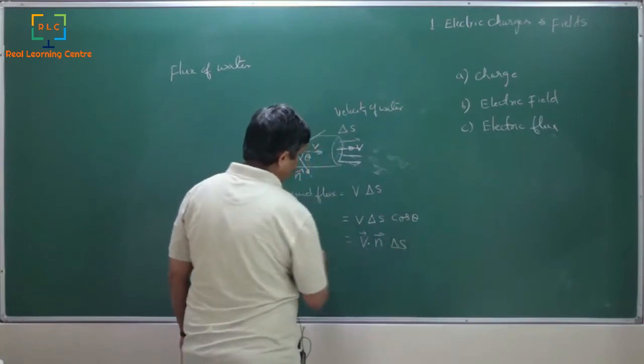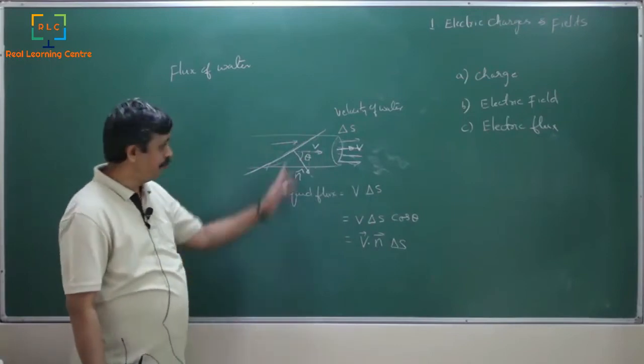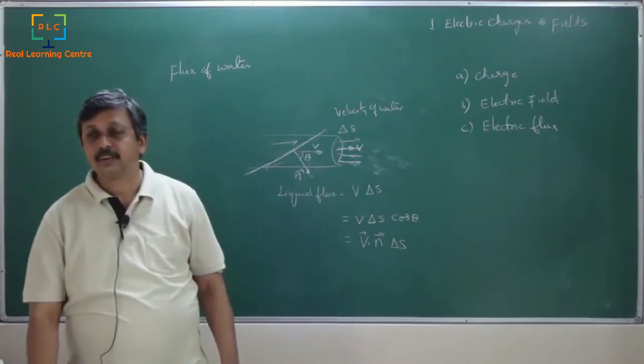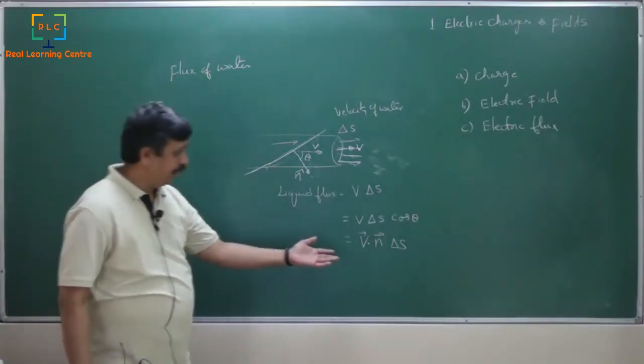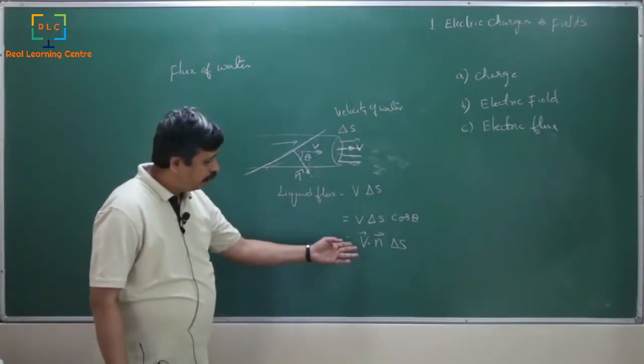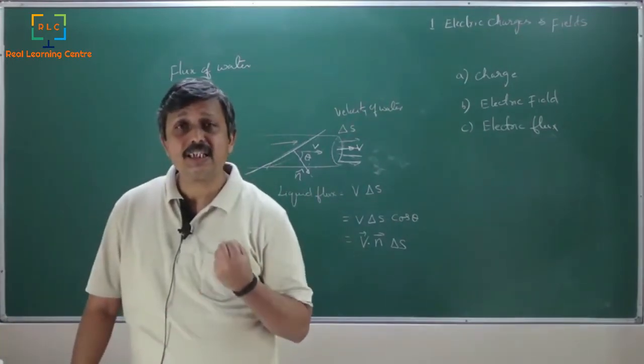So this can also be written as v into v dot n into delta s. So this is the flux. This is the n, v dot n. So that's the dot product that we have learned in the last year. The same thing is actually applicable for what we call electric fields also.